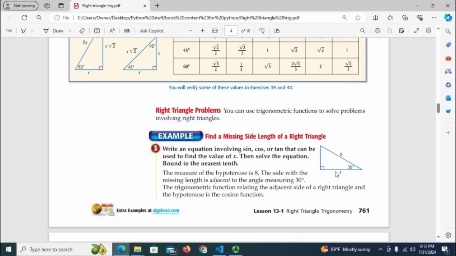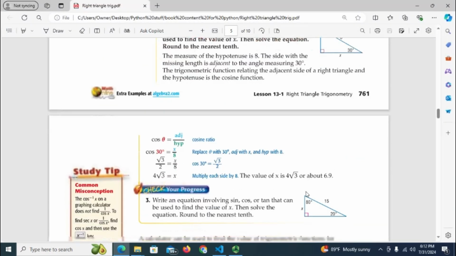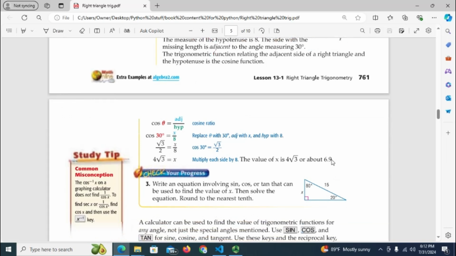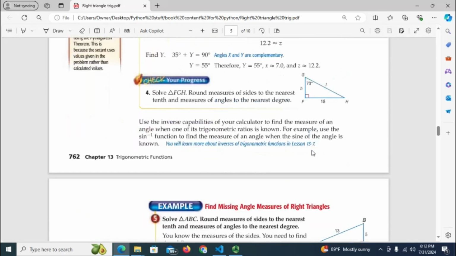Let's see what we're solving for. We're solving for adjacent. If they get their answer, it's 6.9. It's given down here as a decimal. Our program doesn't print out nicely, such as 4√3 or anything. It'll give us the decimal approximation instead.